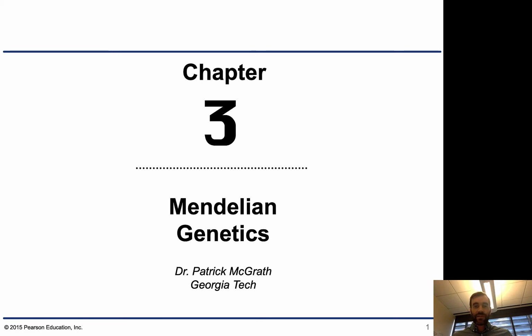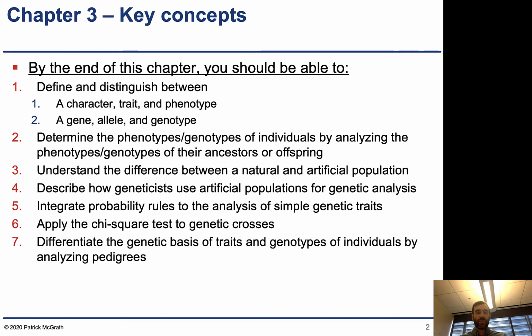Okay, welcome back. Today we're going to cover Chapter 3 on Mendelian genetics. Some of the goals of this chapter are included here. By the end of this chapter, you should be able to define and distinguish between a character, trait, and a phenotype. These are three different things that we use to describe how an organism looks. And then a gene, allele, and genotype. These are three different things that we describe the units of inheritance for.